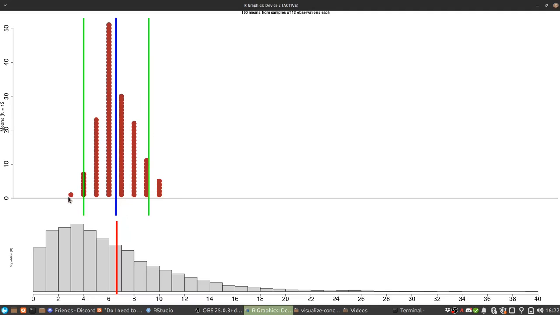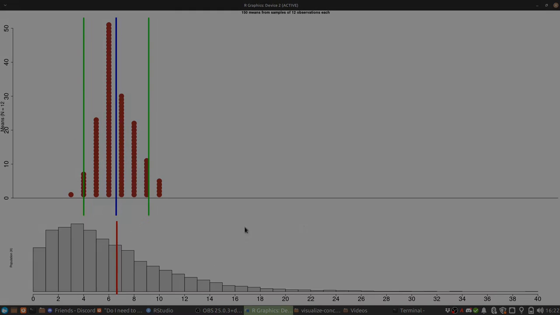The confidence interval is much narrower, so our estimate of 95% of where these means would fall is much smaller. It's between like 4 and 9. That's pretty small. It's much smaller than the 95% estimate for the raw score distribution or mean.